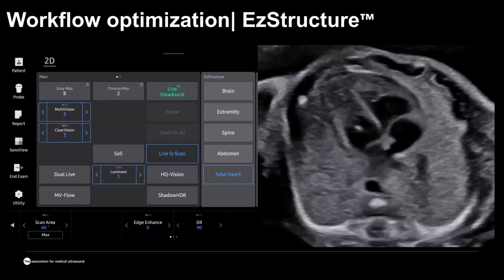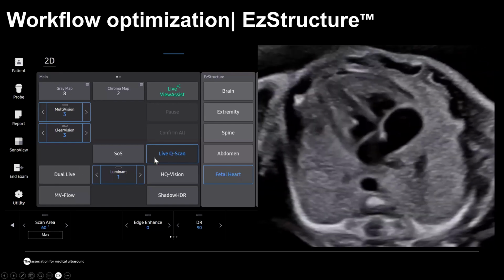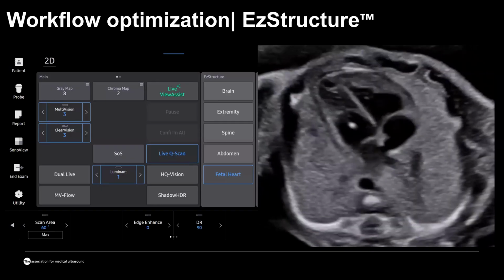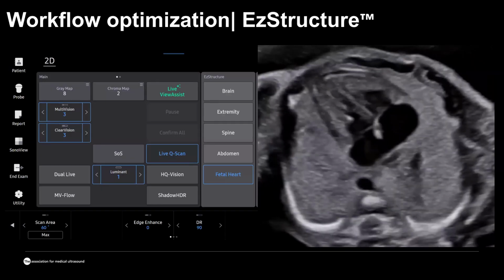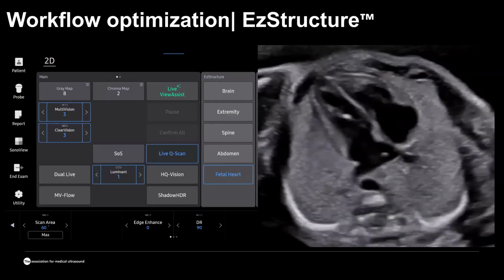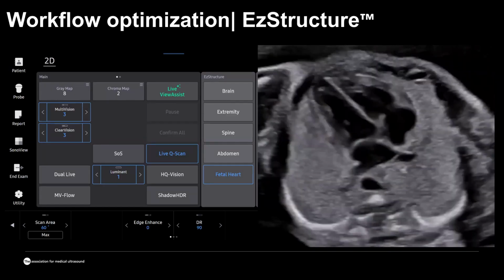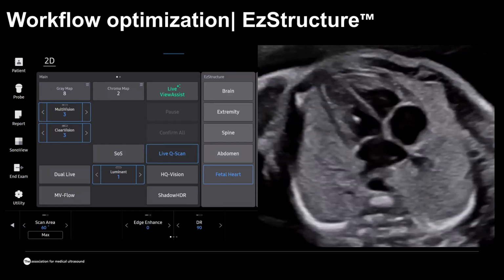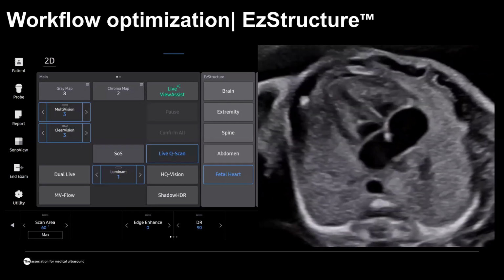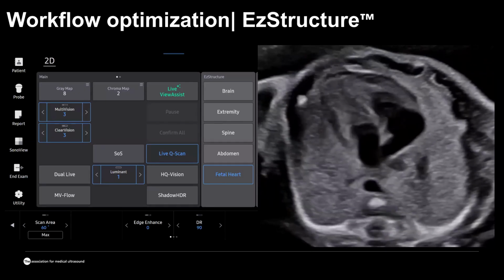But now we can actually have that working in the background as the live option, and the ultrasound system will readjust every time the scanning condition changes. So this is also a very important feature, and if you didn't try it before, that quick auto optimization is a really important feature.